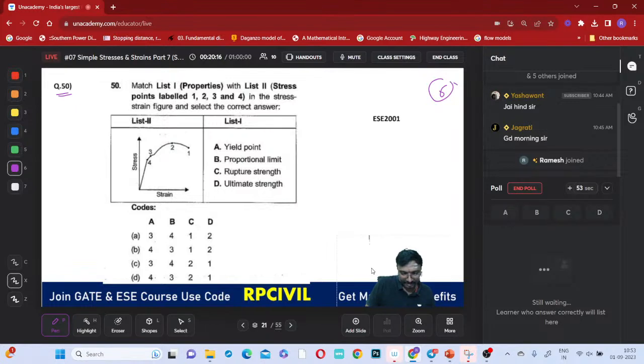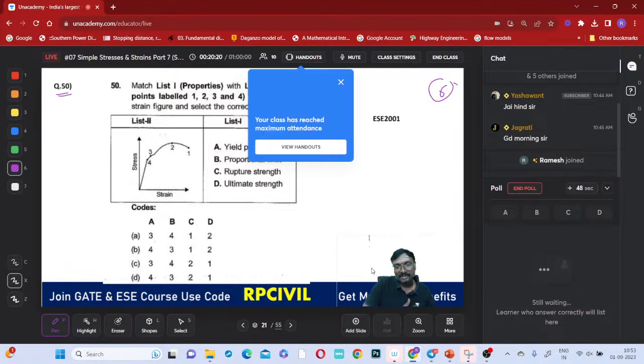Yeah, sustained loading. Yes, sustained loading means the load is kept as it is, right? It is not changing, it is not varying. Okay, that is the meaning of it.